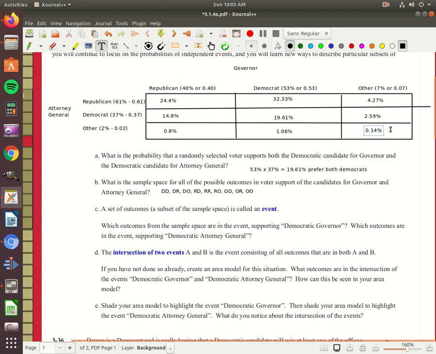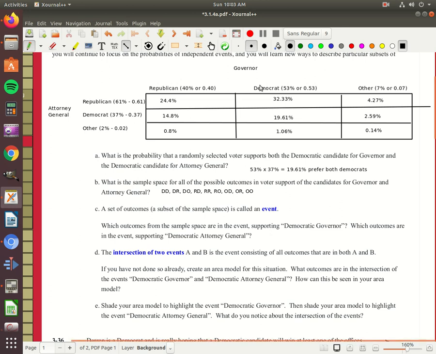And again, if you're in this box right here, that means you support the other governor, and it means you support the other attorney general. If you're in this box, it means you support the Republican governor, but you support the Democrat attorney general. So hopefully we're okay with reading this table and how all this works. So it says a set of outcomes, a subset of the sample space is called an event. So which outcomes from the sample space are in the event supporting the Democratic governor?